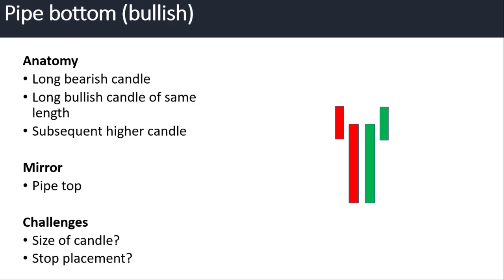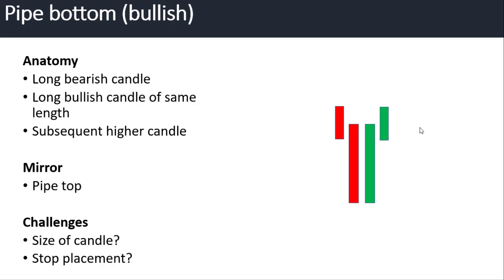Let's just give you a description of this in terms of its anatomy, and we'll focus on the pipe bottom, which is bullish. So we invariably have a downtrend which ends in this particular pattern where we get a long bearish candle followed by a long bullish candle which is of equal length. The emphasis here is that these are long candles. They may or may not have wicks, of course, but subsequently we have a close with a higher bullish candle to confirm the pattern is complete.